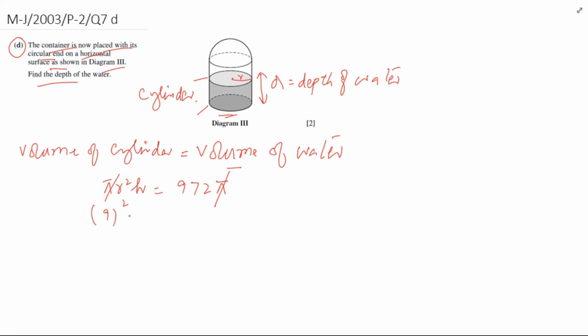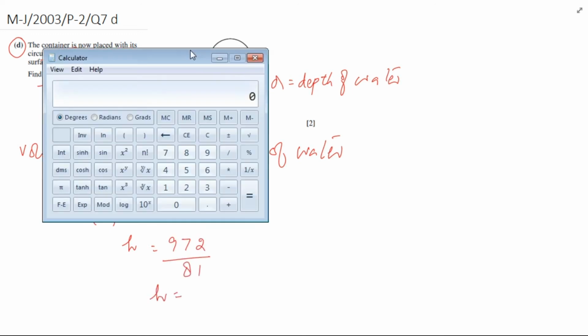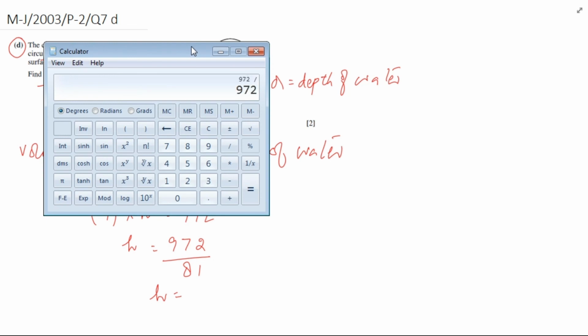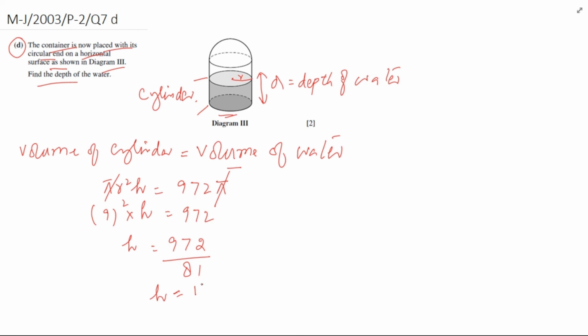Therefore 9 squared multiplied by h is equal to 972. h is equal to 972 divided by 81, which is equal to 12. Therefore h is equal to 12 centimeters, which is our answer, the depth of water.